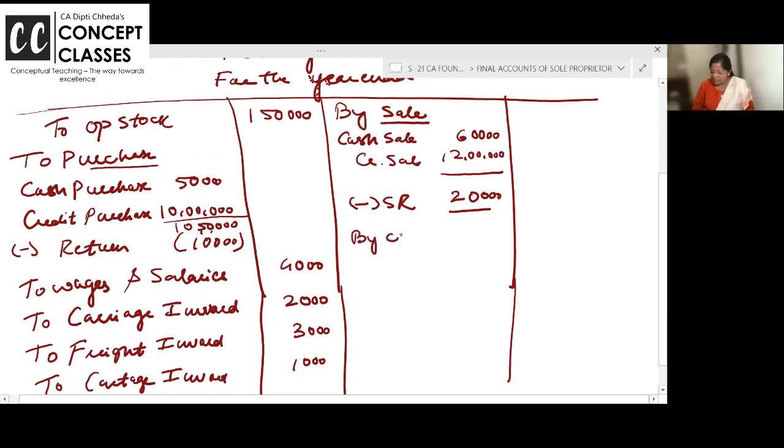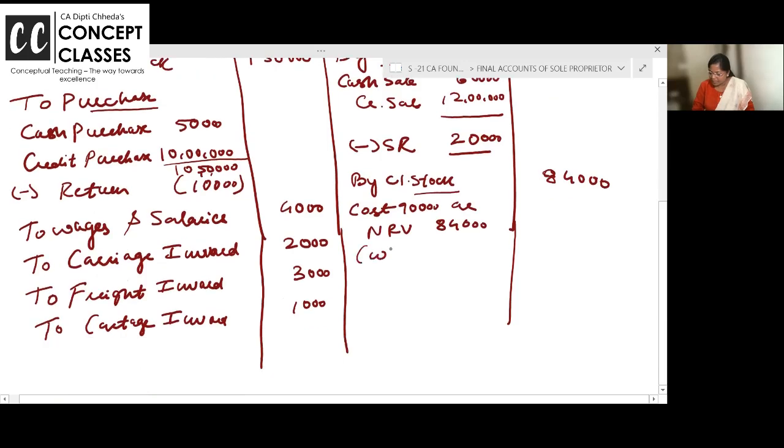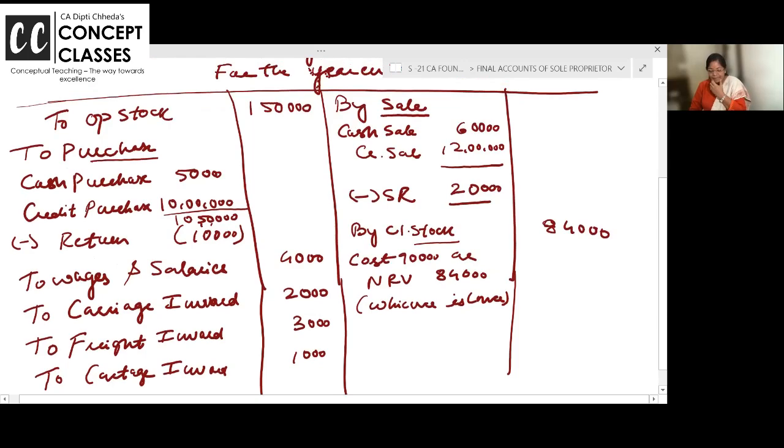Then we have the closing stock. Closing stock is 90,000, market value is 80,000, NRV 84,000. So we'll write 84,000 and we'll write here: cost 90,000 or NRV 84,000, whichever is lower. Whichever is lower. Okay? Let's go.